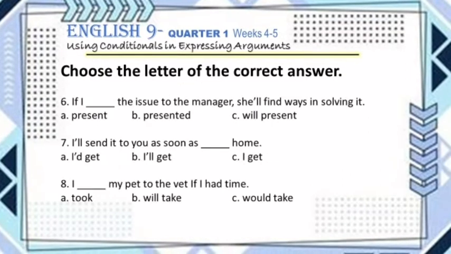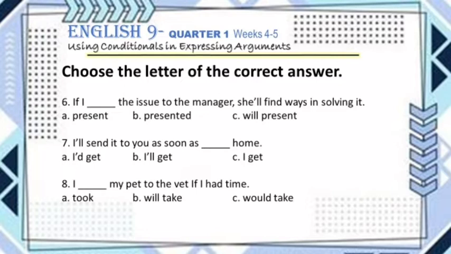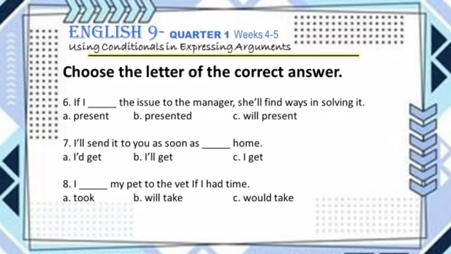ask. Number 6. If I blank the issue to the manager, she'll find ways in solving it. A. present, B. presented, C. will present. Number 7. I'll send it to you as soon as blank home. A. I'd get, B. I'll get, C.